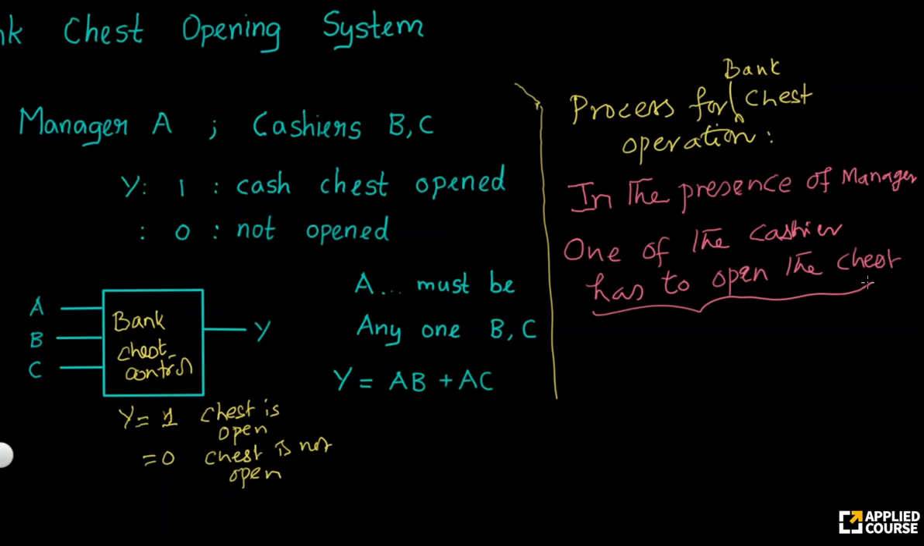Now we consider the three variables, three inputs for the system: A, B, C. A happens to be the manager, and B and C happen to be the cashiers. So what is mandatory here? In the presence of the manager, that means the manager must be there, and any one of the cashiers, either B or C, must be present to open the chest. The control expression is simply y equal to AB plus AC.